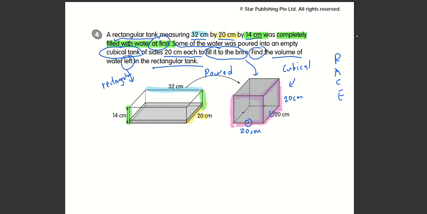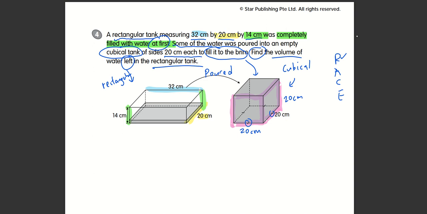Previously we've talked about it. We said we could use the change of height to help us resolve volume problems of liquids. In this case, can we use the same strategy, changing height? Then we notice it doesn't seem possible. Why? Because we have two different containers. One's a rectangular tank and one's a cubical tank, and they have different heights. The rectangular tank is 14 centimeter height. The base area is also different from the cubical one.